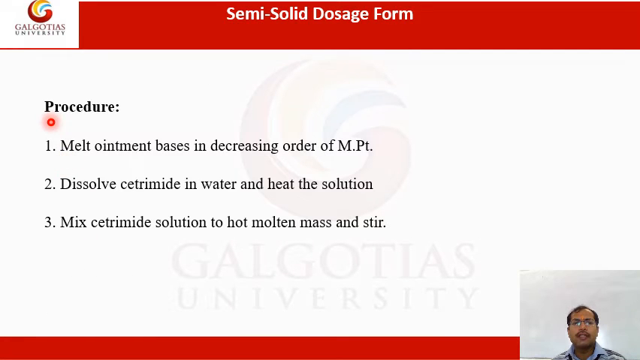To prepare cetrimide ointment, melt the ointment base in decreasing order of their melting point. Dissolve cetrimide in water and heat the solution, then mix the cetrimide solution into the hot molten mass and stir properly for uniform distribution of the API, that is cetrimide, into the base. Stir until cetrimide is uniformly distributed throughout the base.